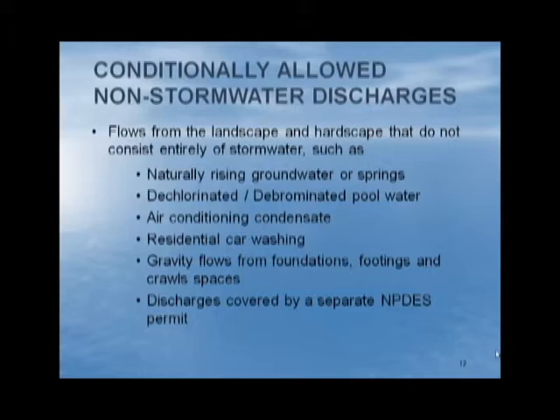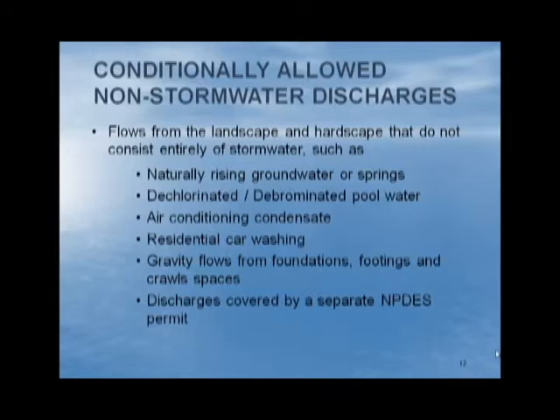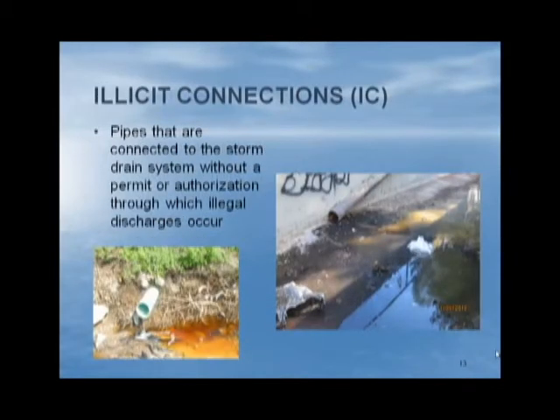Conditionally allowed non-stormwater discharges are flows from urban areas that are allowed under the existing NPDES permit. These include naturally rising groundwater or springs, dechlorinated or debrominated pool water, air conditioning condensate, residential car washing, gravity flows from foundations, footings, and crawl spaces, landscape irrigation runoff, and other discharges covered by separate NPDES permits. Illicit connections are the pipes that carry the illicit discharge and were installed without authorization or permits and through which illicit discharges occur.